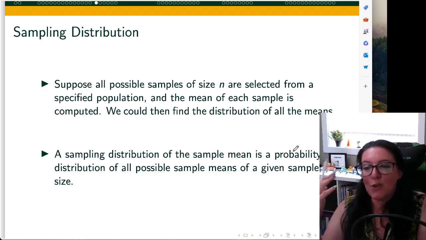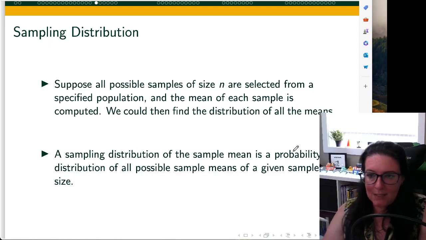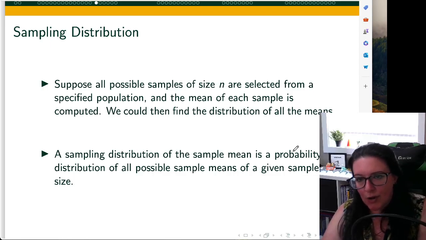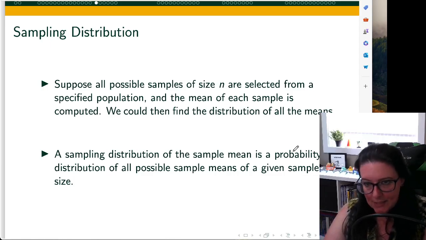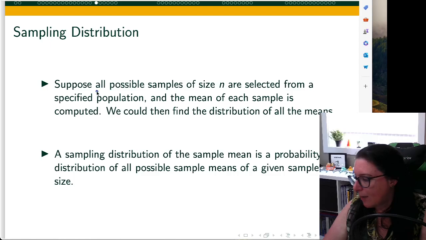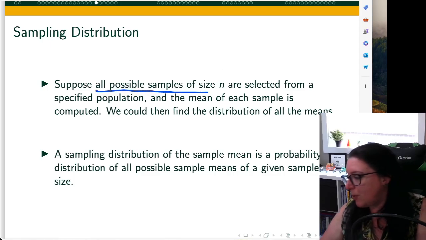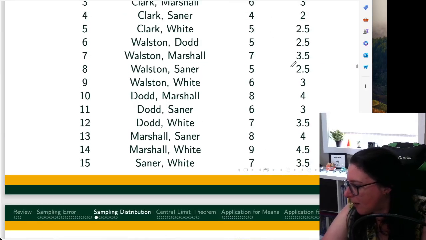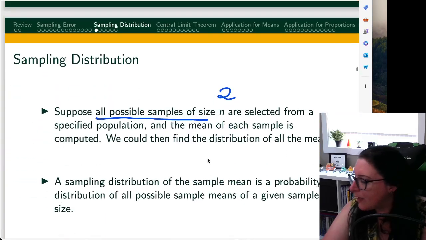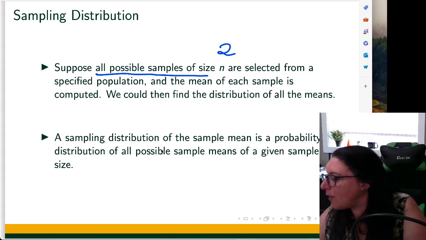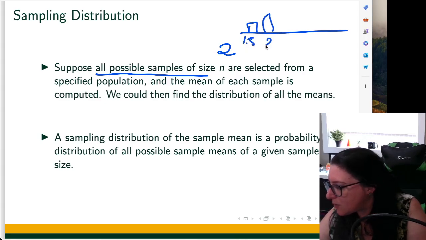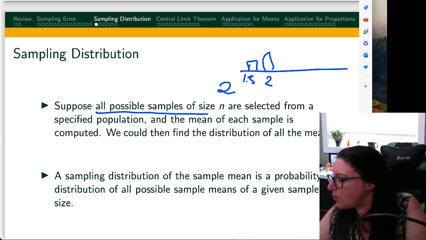So just like we were taking values of X before and looking at the probability distribution, in our frequency distribution with our histogram, we can do the same thing with our sample statistics. So suppose we have all possible samples, and here they're all possible samples of size 2 in our example, and that the mean of each sample is computed. That's what we have right here, the mean of each tube family sample. We could then find the distribution of all the means. So we could look at, here's how many had families of size 1.5, and here's how many had families of size 2, and we could start to get that distribution.